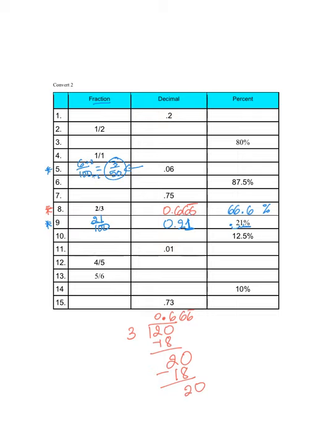Percent, you write down the percent symbol on the right side. So you move the decimal 2 places to the right. So you have 6%. So now you should be able to finish number 1 to number 15 on your own.